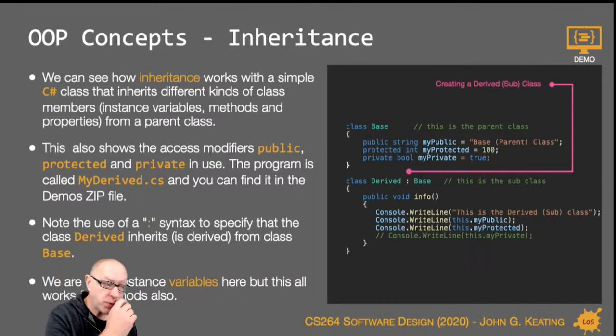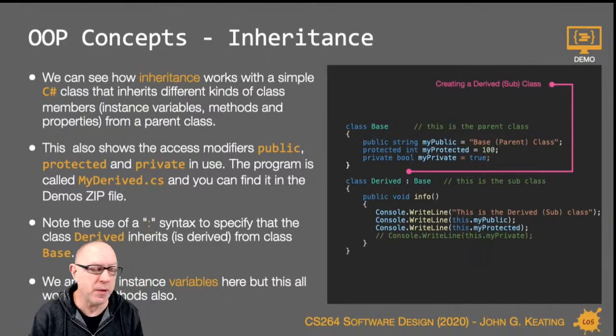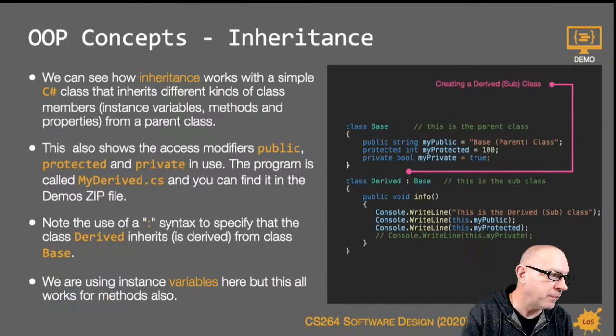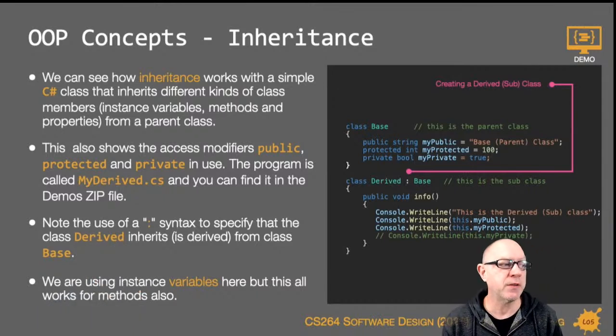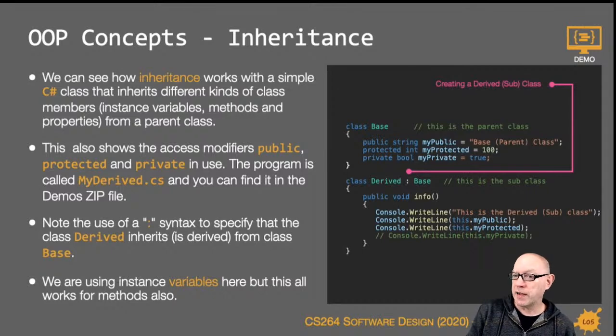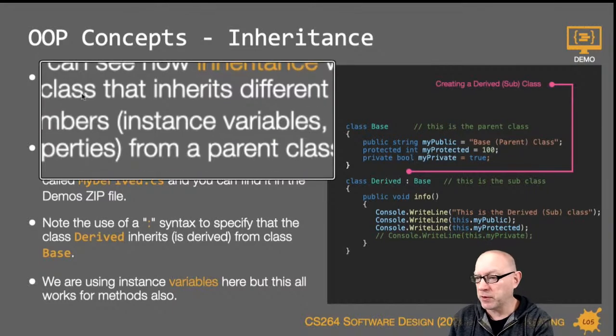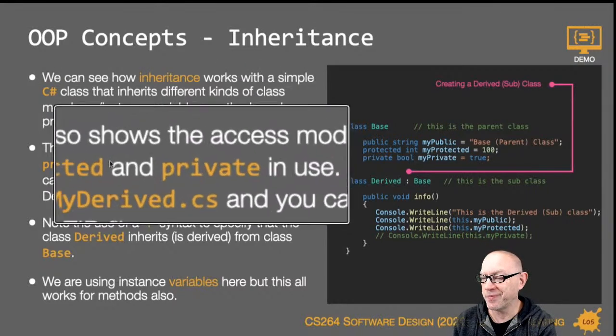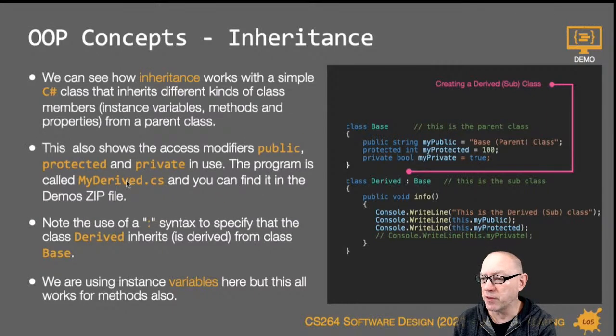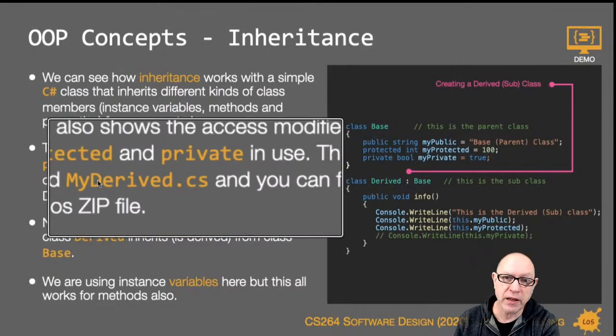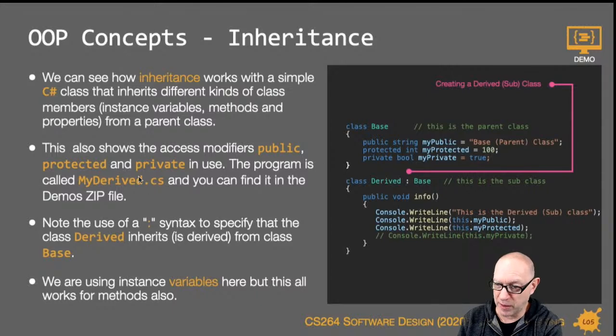Okay, so the next one is inheritance, and this is the bit that we haven't done too much of. I referred to it with some shapes in some of my lessons earlier, but we can think about inheritance now. Again, it's a simple C# class, and it inherits instance variables, methods, and properties from some parent class. This particular example uses public, protected, and private. The program is in a file online called myderived.cs, and we can find it in the demo. We'll open that in a few minutes.